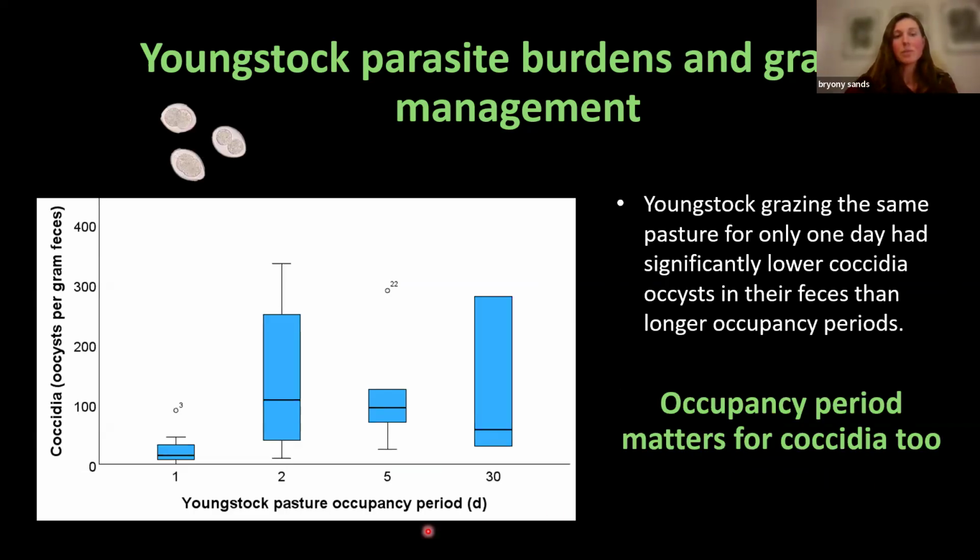This is showing the same thing, the pasture occupancy period, but this is for coccidia this time. And this is showing that young stock grazing the same pasture for just 1 day had significantly lower coccidia than those higher occupancy periods. So occupancy period really matters for coccidia as well.